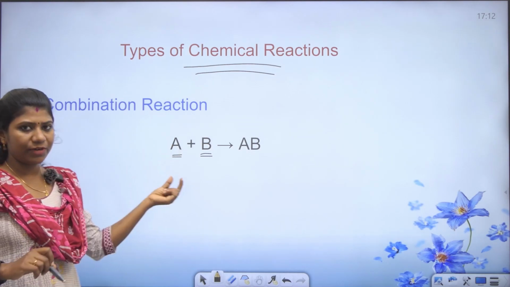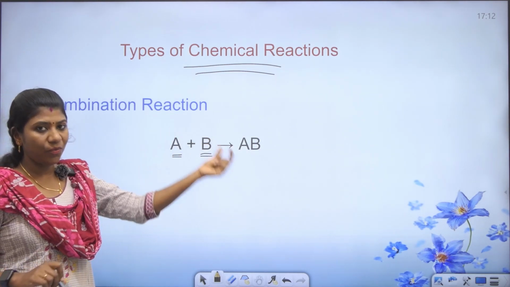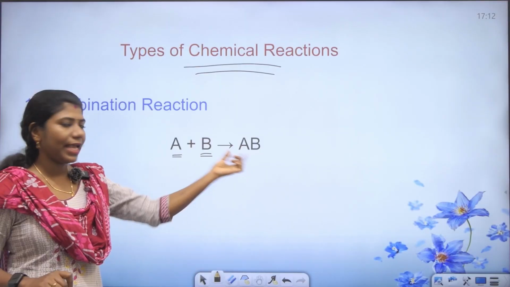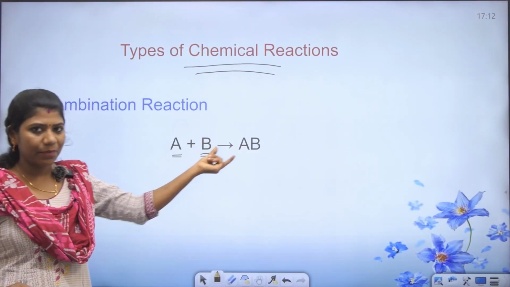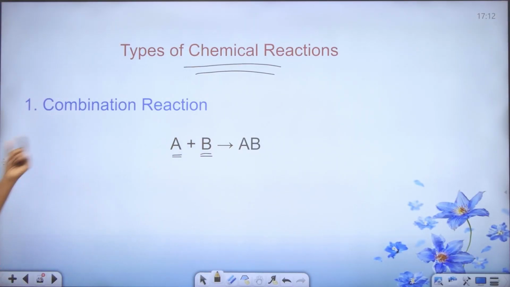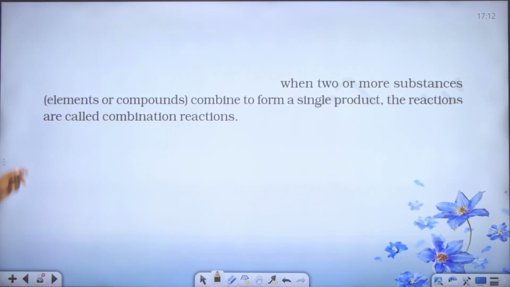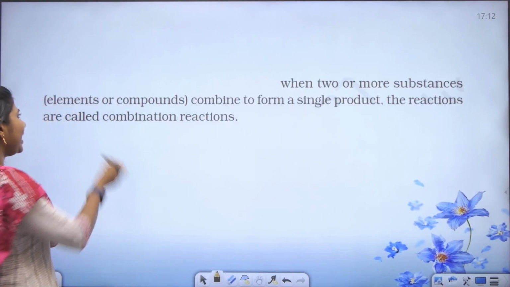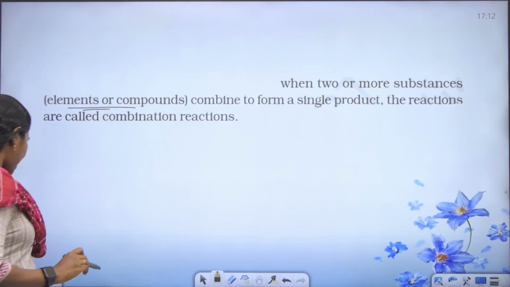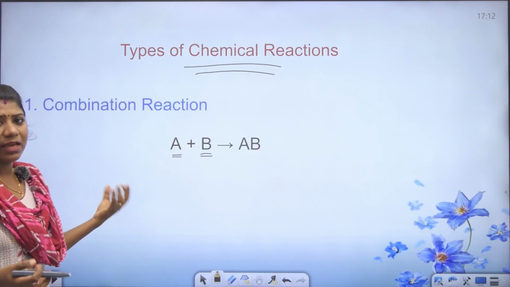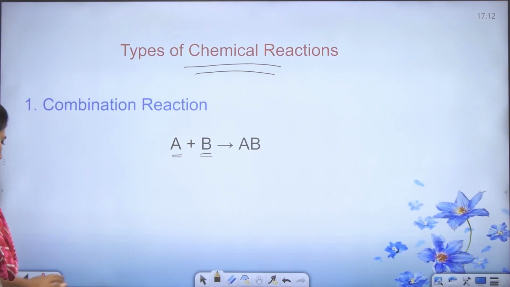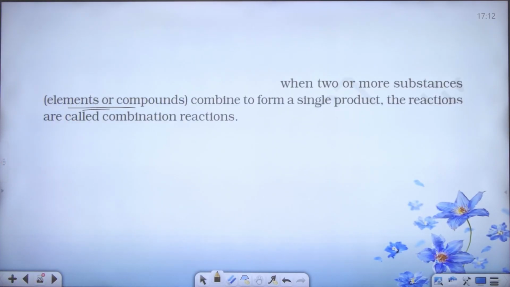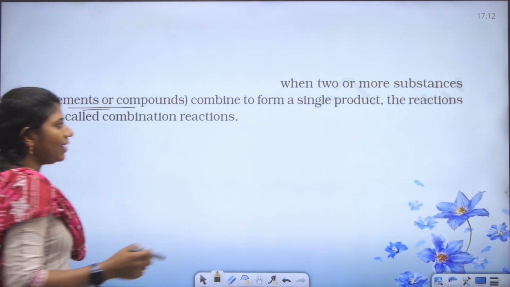A and B are different substances. They combine to form a new product. That new product is AB. A plus B gives AB. This type of reaction is a combination reaction. Then how do we define a combination reaction? When two or more substances, like elements or compounds, that means A or B, combine to form a single product.